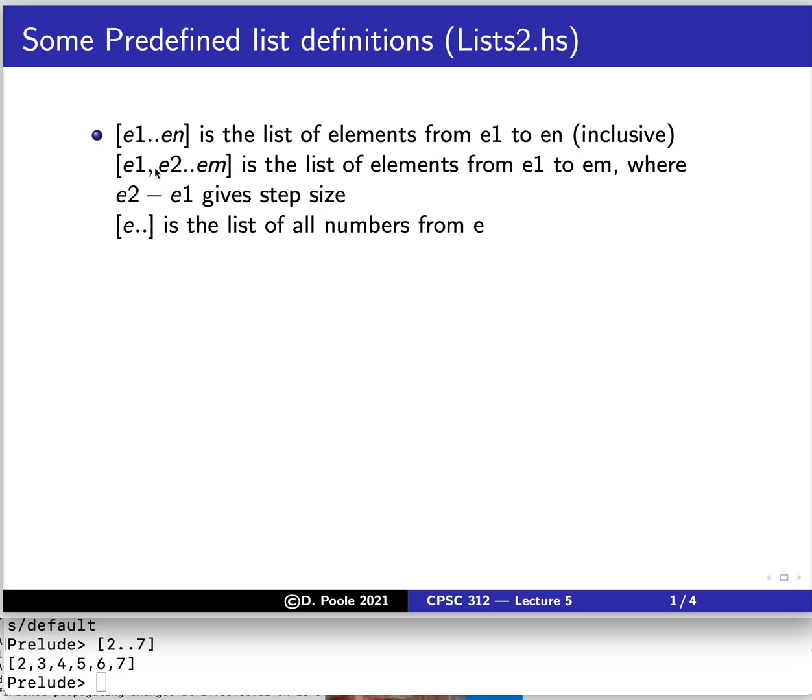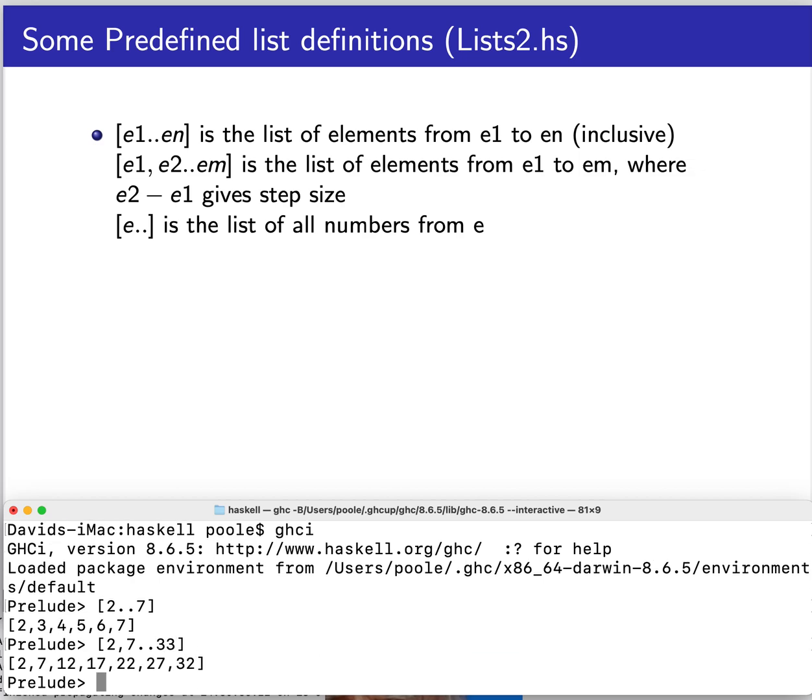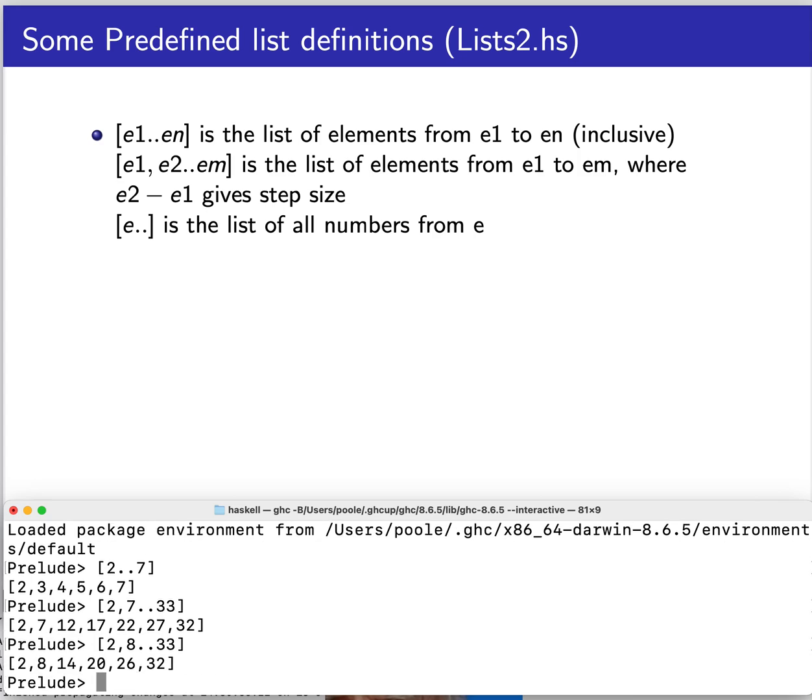You can do [E1,E2..M] as a list of all elements from E1 to M, where the difference between E1 and E2 is the step size. So we could go [2,7..33], and it's going to give me the list 2, 7, 12, adding up all of these until it gets to the end. The difference between 2 and 7 means it's going to step by 5. Okay, so if I went 2 and 8, for example, that's going to step by 6s. Notice that this is the same as if I did [2,7..35]. So it just stops when it's before then.